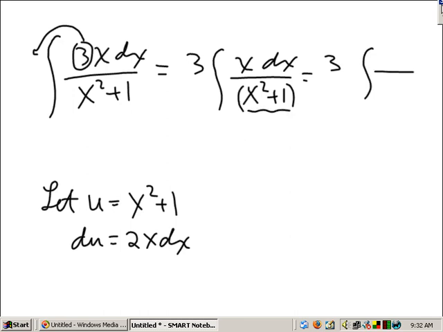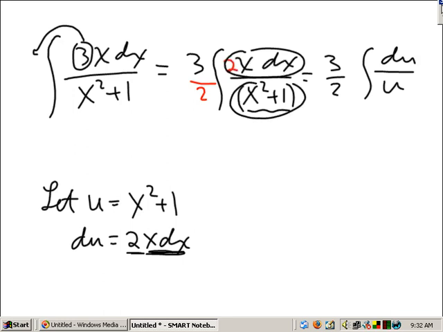This, of course, is u. Now, the top is almost du. It has the x dx, but it needs the 2. That's not a big deal. I'll put a 2 in, but then I have to divide by 2. So what's in front is 3 over 2. This piece is du, and this piece is u, and I dealt with everything. There's nothing left over that I didn't modify. So this is equal to 3 over 2 times this integral.